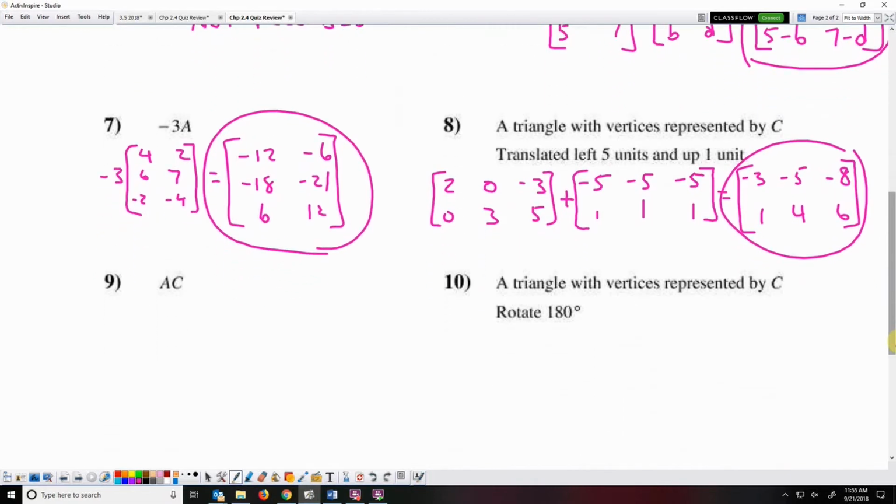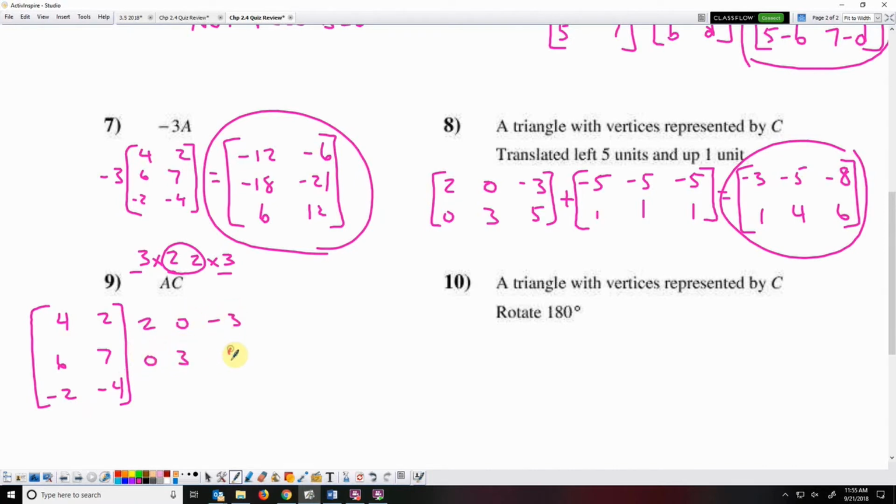Matrix A times matrix C. Matrix A was a 3 by 2 matrix, and matrix C is 2 by 3, so this is going to be possible, and the result is going to be a 3 by 3 matrix. Matrix A from the top looked like this: 4, 2, 6, 7, negative 2, negative 4. So there's matrix A. Matrix C, 2, 0, negative 3, 0, 3, 5.